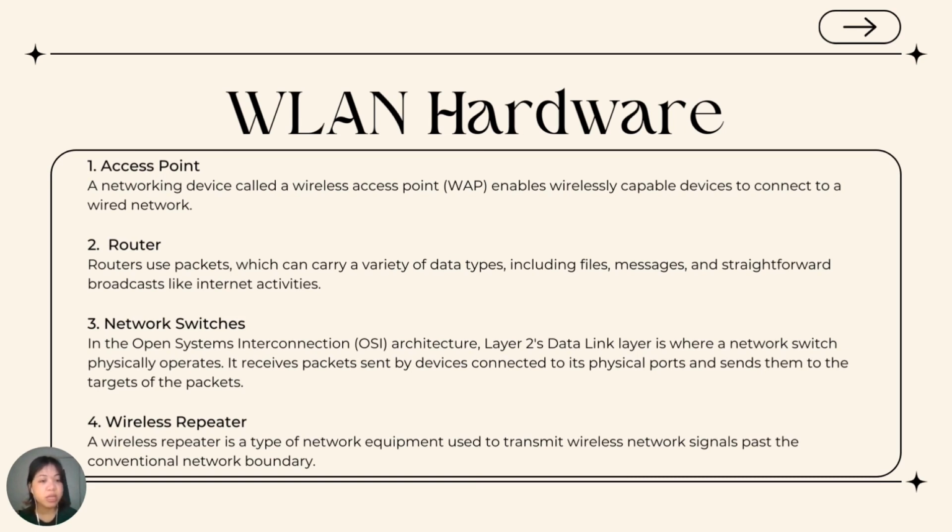And next is network switches. In the Open System Interconnection (OSI) architecture, layer 2's data link layer is where a network switch physically operates. It receives packets sent by devices connected to its physical ports and sends them to the targets of the packets. And lastly, we have the wireless repeater. A wireless repeater is a type of network equipment used to transmit wireless network signals past the conventional network boundary.